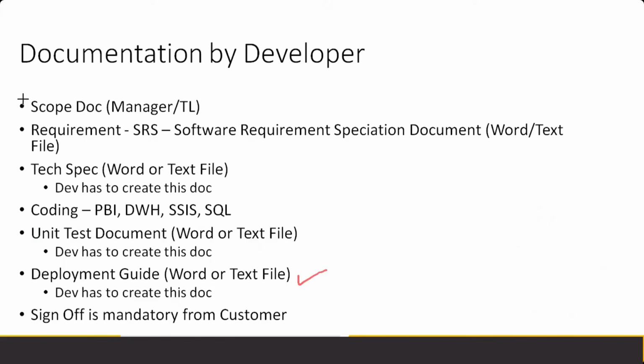You will not work on the scope. Somebody is going to give you the requirement document. As a developer, you need to create a technical specification document for each and every requirement. Anyhow, coding is not a document. Coding is code. You don't worry about that. You do the coding. After the technical specification document, once the code is ready, you have to test the code. So for each and every code, how do you test it?